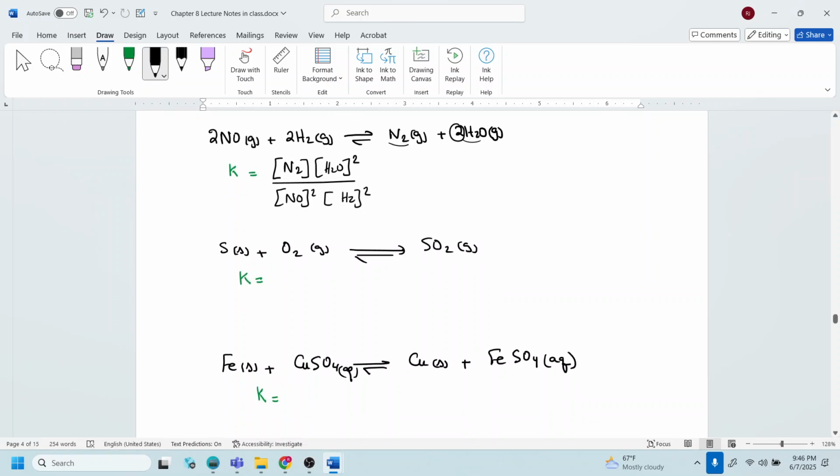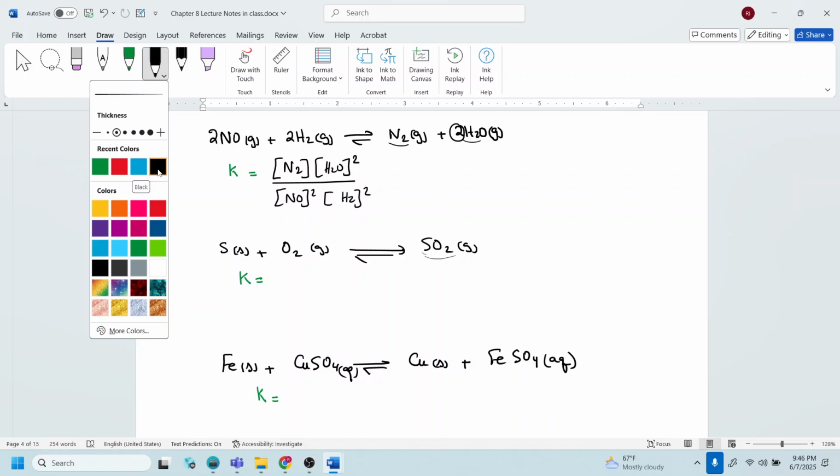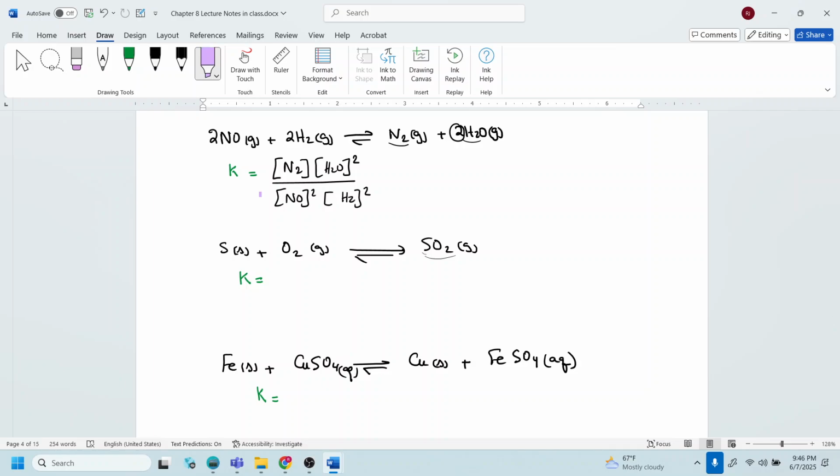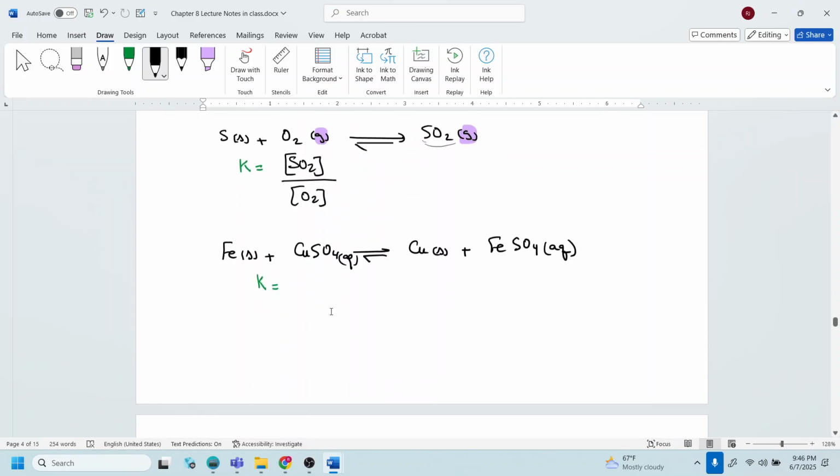Another example, K is the concentration of the products to the reactants. S is a solid, right? So I cannot take it into consideration, but I have to take the gas states into consideration in the equilibrium expression. So it's the concentration of the SO2 divided by the concentration of the oxygen only, not the S, because S concentration is equal to 1. So I just skip it from the equation.